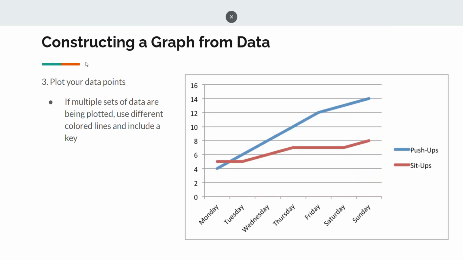Next thing is constructing a graph from the data. So you need to plot your data points. If you have multiple sets of data, so in this example, we have push-ups and sit-ups that are being graphed, they have a key here so we can tell apart the data. If these lines were both just black, we would not be able to tell apart the data, right? We need two different colors. Or if you were doing a bar graph, you could have one bar dotted and one of them striped, okay? So those are two different ways you could make a key.